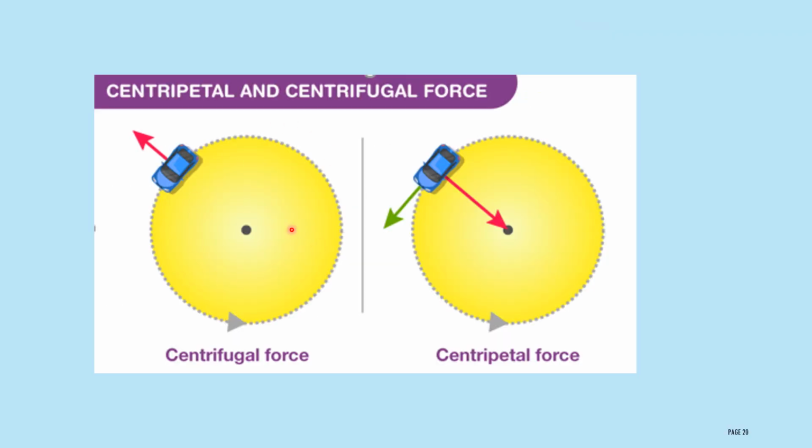Both centripetal and centrifugal force you can observe when the object is moving in a circular motion. But in the case of centrifugal force, the force is acting away from the center. In the case of centripetal force, the force is acting towards the center. Then in the case of centripetal force, we consider the inertial frame of reference. But in the case of centrifugal force, we consider the rotating frame of reference. That is very, very important.